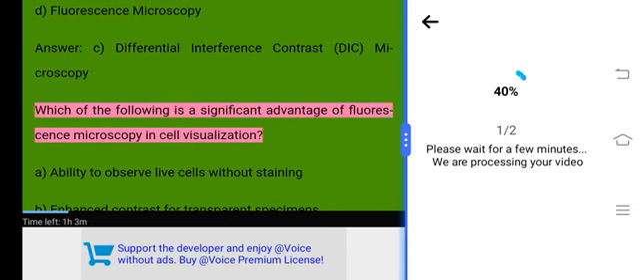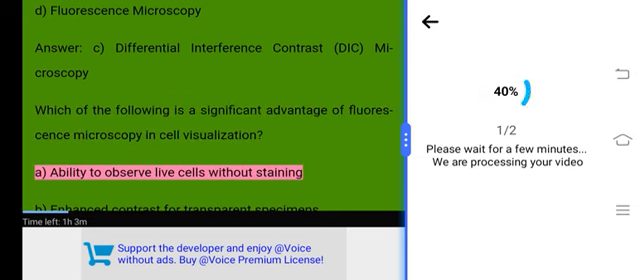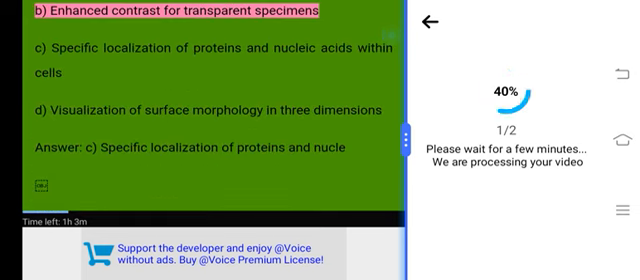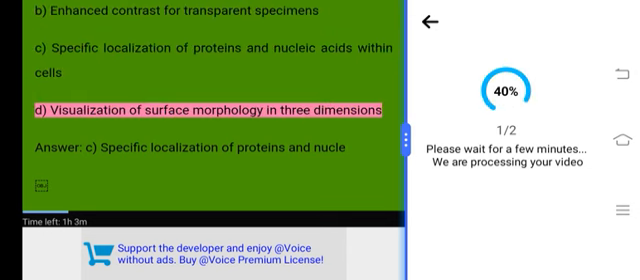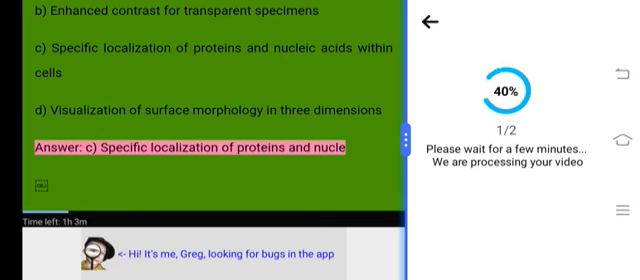Which of the following is a significant advantage of fluorescence microscopy in cell visualization? A. Ability to observe live cells without staining. B. Enhanced contrast for transparent specimens. C. Specific localization of proteins and nucleic acids within cells. D. Visualization of surface morphology in 3 dimensions. Answer. C. Specific localization of proteins and nucleic acids.